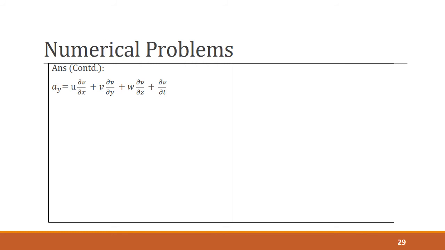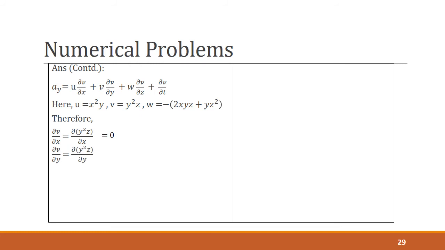So here the partial differential is taken for variable v, and v is given by y squared z. So finding out the partial derivatives, ∂v/∂x is ∂/∂x of y squared z. Since there is no x term here, the whole thing is considered to be a constant. ∂v/∂x becomes equal to 0. ∂v/∂y is ∂/∂y of y squared z. Y squared is there, and so it will be differentiated. Z is considered as a constant, so 2yz.